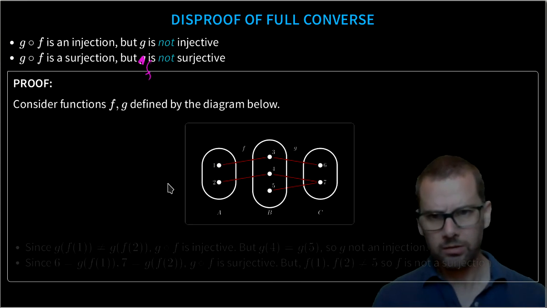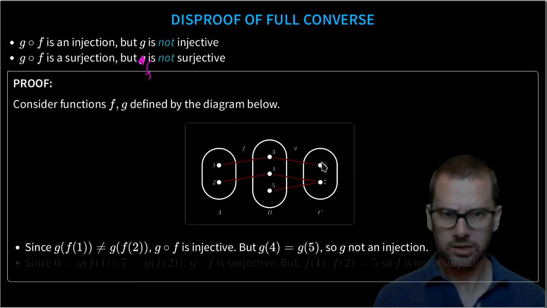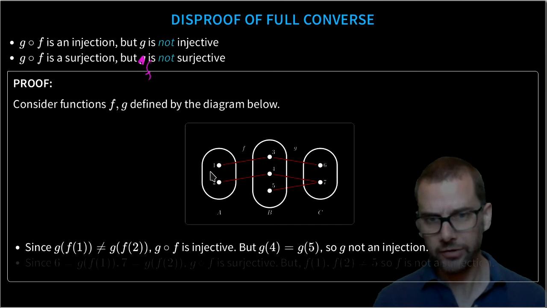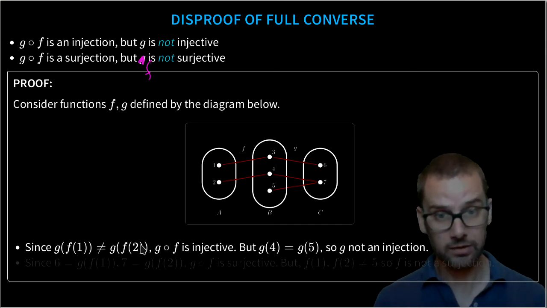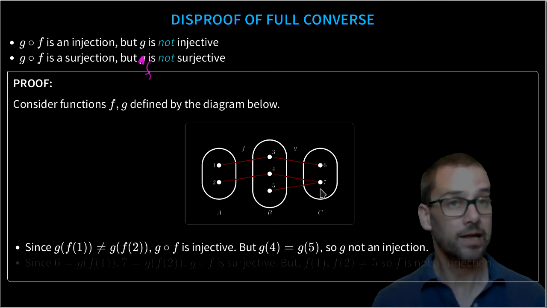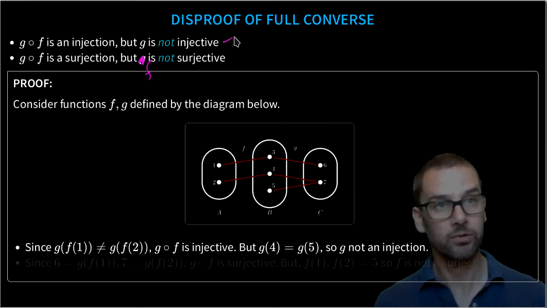Well, then notice that g of f of 1, so here's f of 1, and 1 gives me 6. g of f of 2, 2 goes to there, 7, so different inputs here give me different outputs there, so g of f is injective. But notice here that g of 4 and 5 are the same, so g is not an injection. So that's this example here.